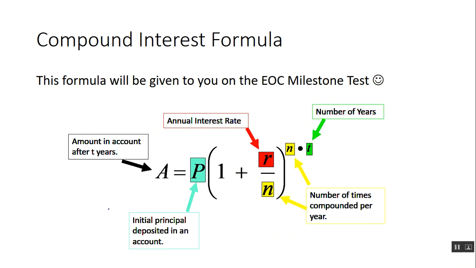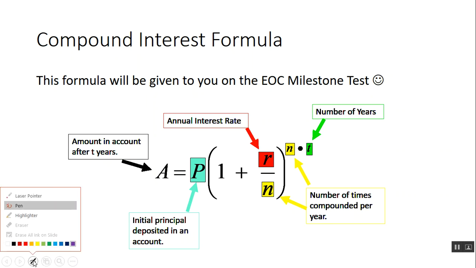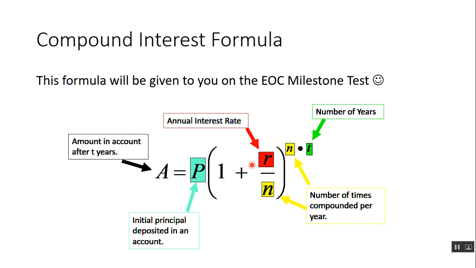So here's the next one. This is my compound interest formula. This formula will be given to you on the EOC as well. So notice the breakdown. Basically, you have to memorize how this formula is being broken down. You won't have the explanation of each part.